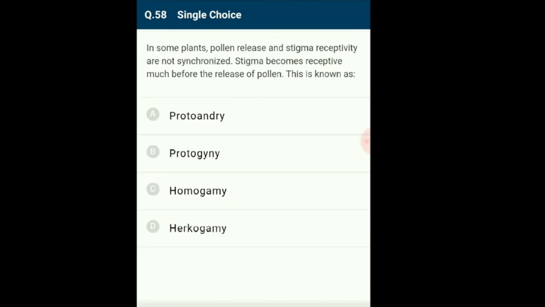Pollen release and stigma receptivity are not synchronized. Stigma becomes receptive much before the release of pollen. This different timing of maturation of stamen and carpels of a bisexual flower is called dichogamy. If stamen matures first, it is called protandry. If carpel matures first, it is called protogyny. Homogamy is the same timing of maturation of the stamen and carpel. So the answer for this question is option B, protogyny.